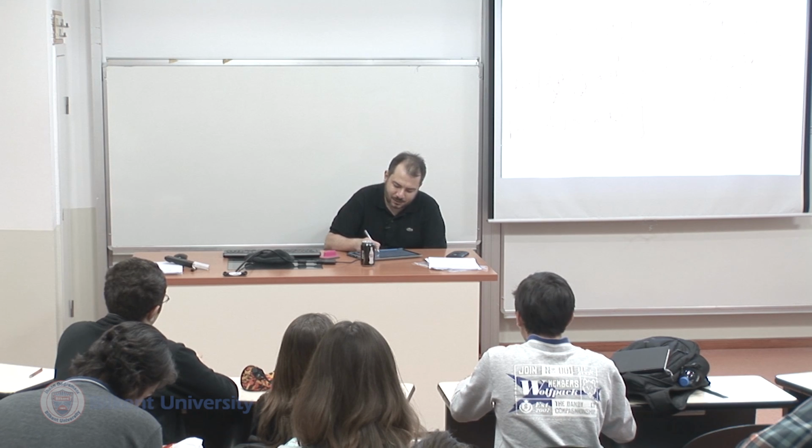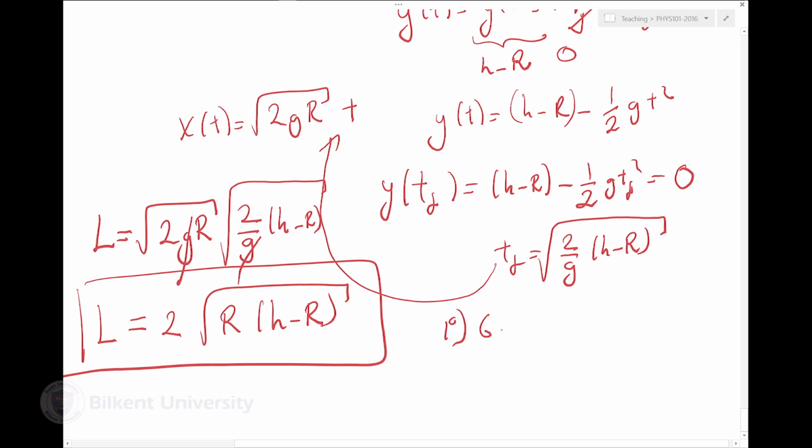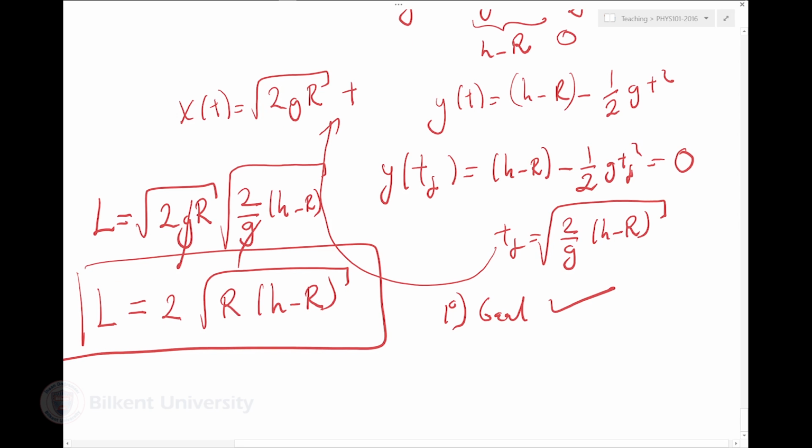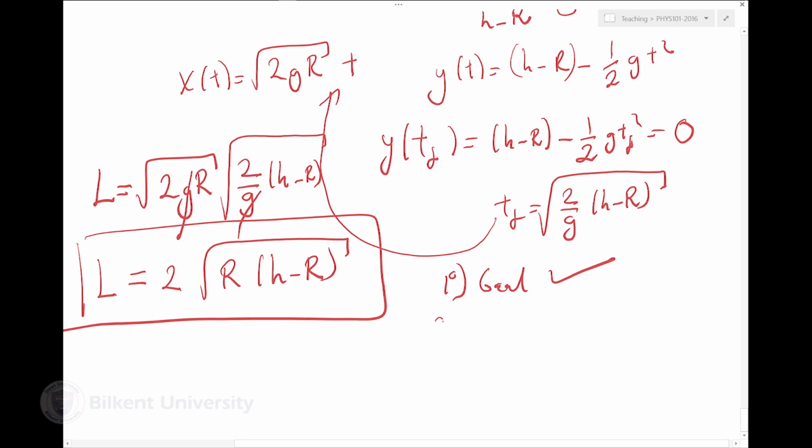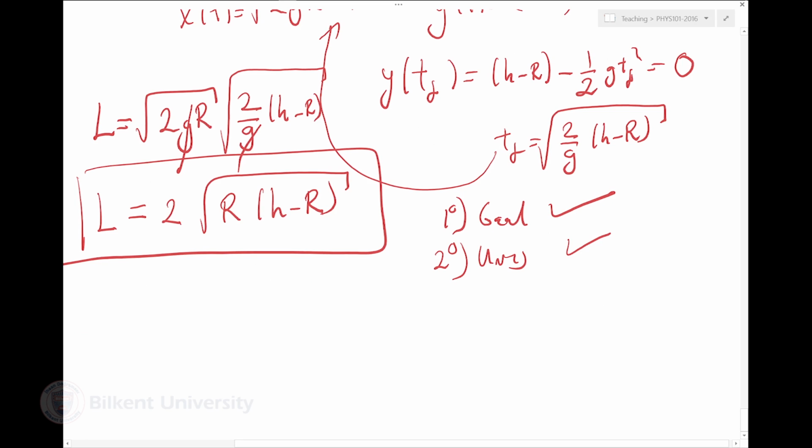But let's first make sure that we actually reached our goal, which we did, right? H, r were given. So we expressed L in terms of this. How about units? Well, square root of meter square is meter, so no problems there.